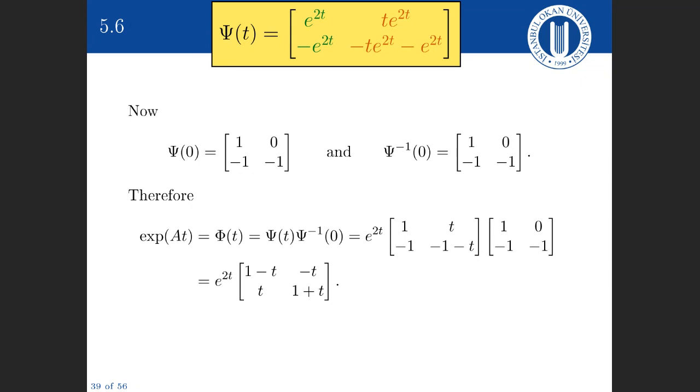Quickly check, what happens if we put t equal to 0? E to the power 2t is 1, so we don't need to worry about that. 1 minus 0 is 1, minus 0 is 0. 0 is 0, and 1 plus 0 is 1. We get the identity matrix.